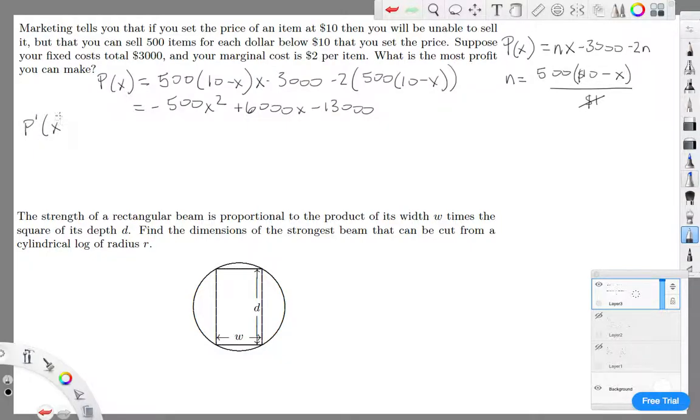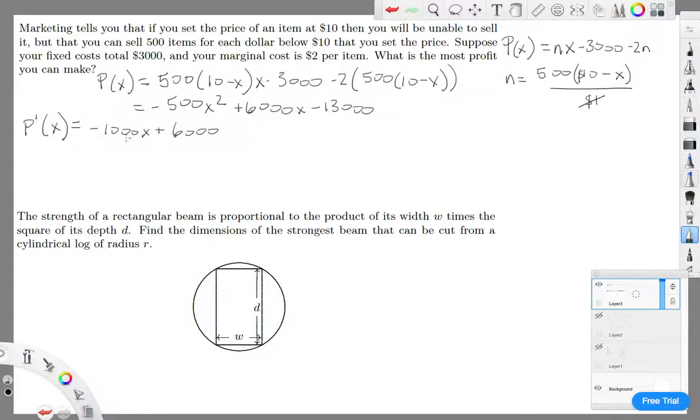And take P prime of x, the first derivative. Remember, this is our profit function. In order to find the local minima or maxima, we need to take the first derivative, find those critical points, and then take that critical point and plug it back into the original equation. Right? So our first derivative, we'll take this 2, drop it down, use the power rule. 2 times negative 500 is negative 1,000. This x stays, and then we're going to add to that 6,000. We'll drop our first order variable here, and then our constants are eliminated.